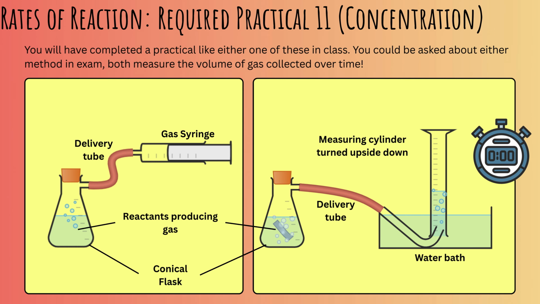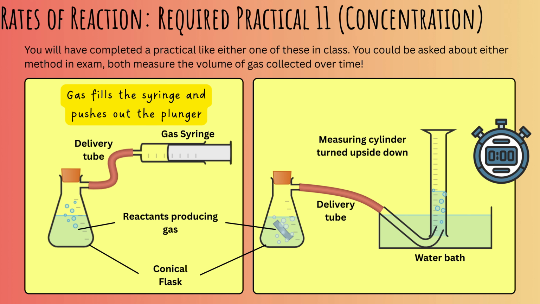Required practical 11 for rates of reaction can be carried out using either of these two methods. This particular setup is very flexible. It can be used to investigate changes in surface area or concentration. You can even use different reactants. Here, we're going to assume the reaction is magnesium and hydrochloric acid, which produces hydrogen gas. However, many teachers choose to use calcium carbonate and hydrochloric acid instead, which produces carbon dioxide. This is often considered safer as hydrogen gas tends to be a bit explodey.